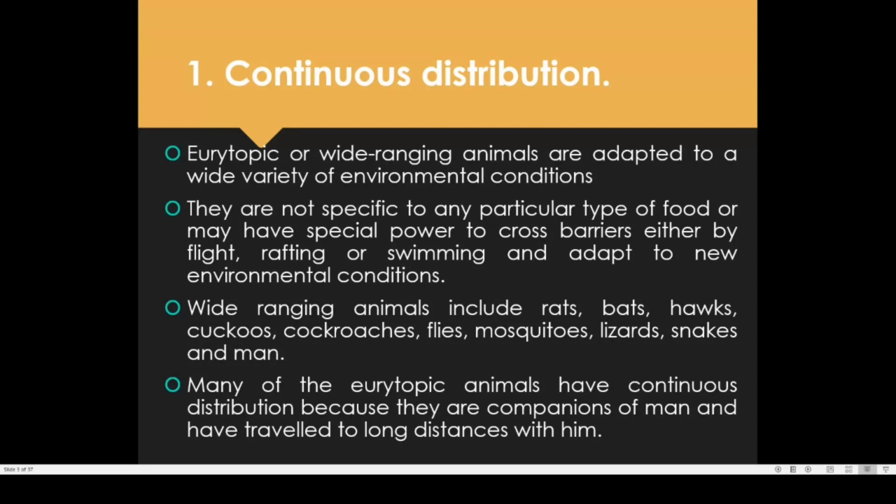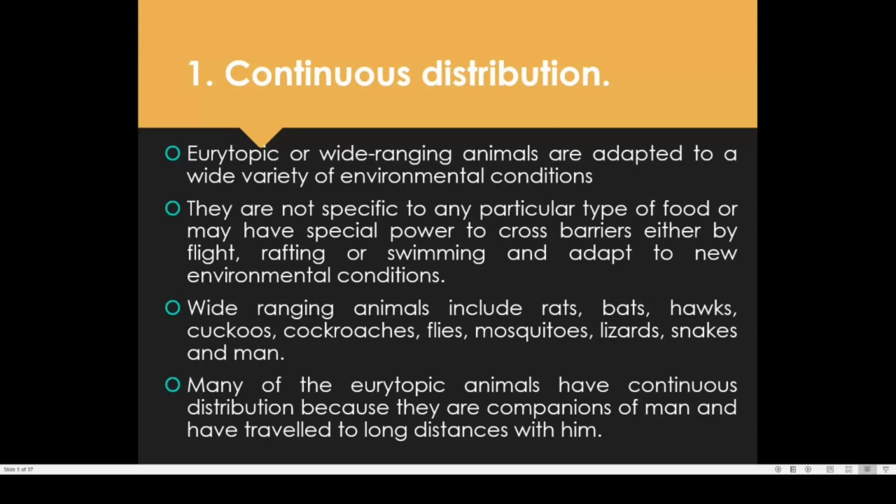Another point is that they are not specific to any particular type of food, and they may have the power to cross barriers. There are two important reasons. They do not have any particular preference for any kind of food. For example, take the crow. The crow will be able to manage whatever food is available in that environment. Human beings are also like that. If meat is available, we will eat meat. If you go to polar countries, vegetables may not be easily available, so there people mainly resort to meat. In some other countries, people may not be able to get enough meat, then they will manage with vegetables. In some countries, both meat as well as vegetables are equally available, so human beings manage with both. So cosmopolitan animals do not have any preference for any kind of food. They have the capacity to live with any type of food. That is one reason why they are able to survive in different kinds of environments.